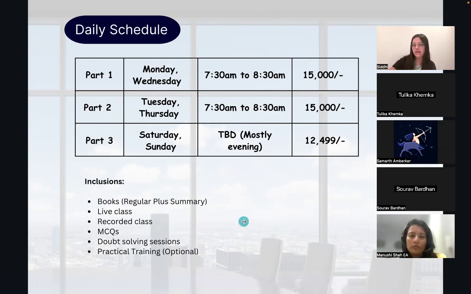If anyone is having any issues with the timing, once you enroll, you can just let me know that because of your office hours or something, you're not able to attend. We can give you some alternate options for that. Okay. So any question regarding the schedule or the material, any question in this part? Otherwise we can move to the next.